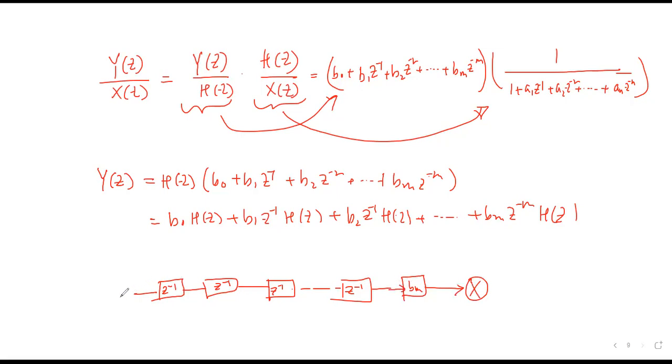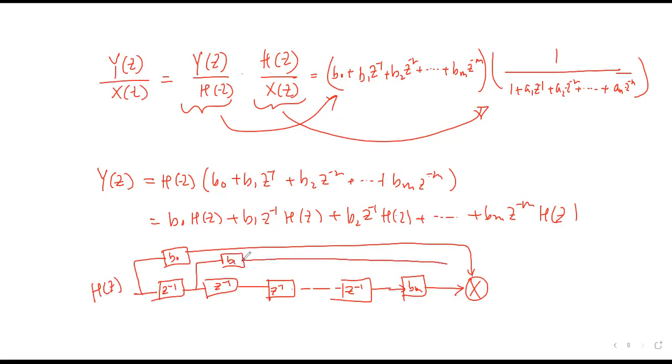And the first one is H(z). The first H(z) is multiplied with b0, then you add it here. The second one with b1, the third one with b2. This is how you have to add all of these in between. Okay, so this representation is fairly simple.